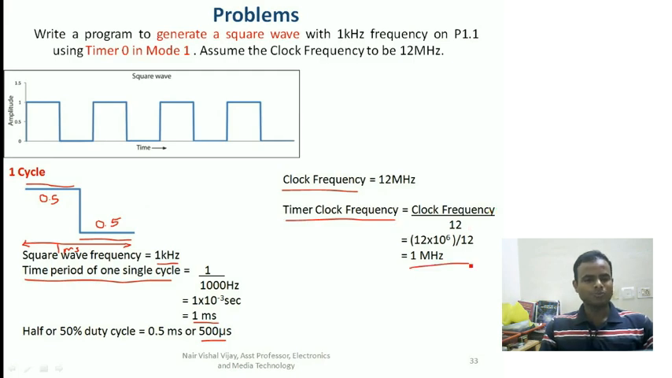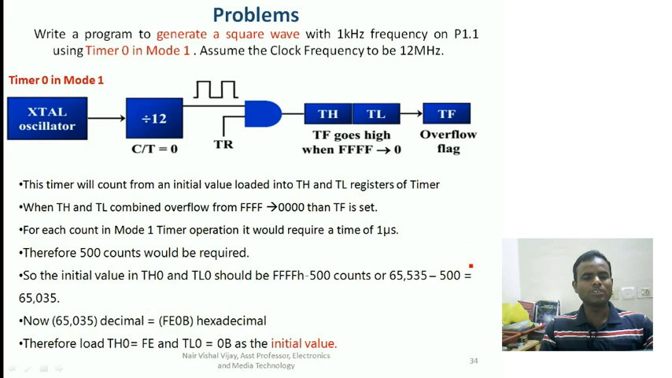Now we know the structure of your timer in mode 1 operation. As we have been asked to create this delay in mode 1, let's see the structure of this timer in mode 1 operation. It is something like this. Your clock frequency is first divided by 12, giving you the timer clock frequency, and we just now found it out to be 1 megahertz.